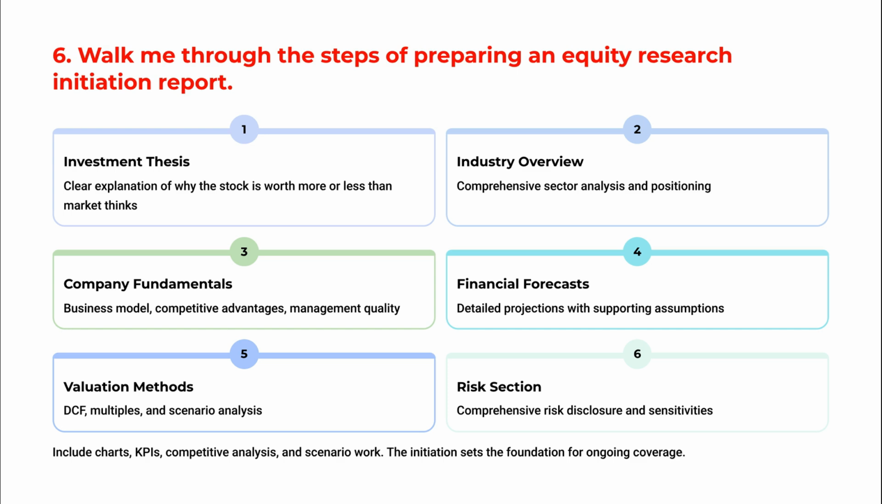Walk me through the steps of preparing an equity research initiation report. An initiation report begins with a clear investment thesis: why the stock is worth more or less than the market thinks. Then you explain industry overview, company fundamentals, financial forecasts, valuation methods, and a full risk section. You include charts, KPIs, competitive analysis, and scenario work. The initiation is long because it sets the foundation for ongoing coverage.